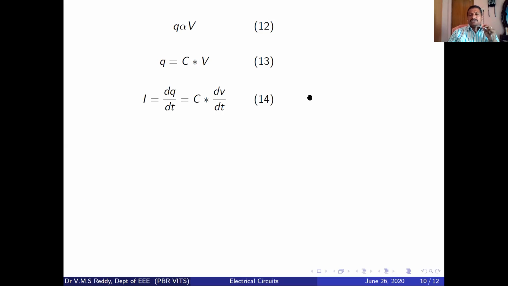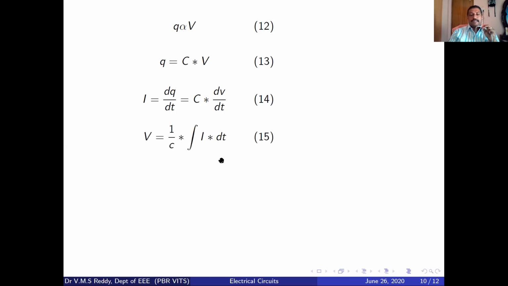Then everyone knows what the current is: the rate of change of flow of electrons, the charge. Therefore, I is equal to dq by dt. So that is the current. Now Q is equal to C into V. We substitute. Therefore, I is equal to C into dV by dt. So this is the current in the case of the capacitor, in terms of amperes.